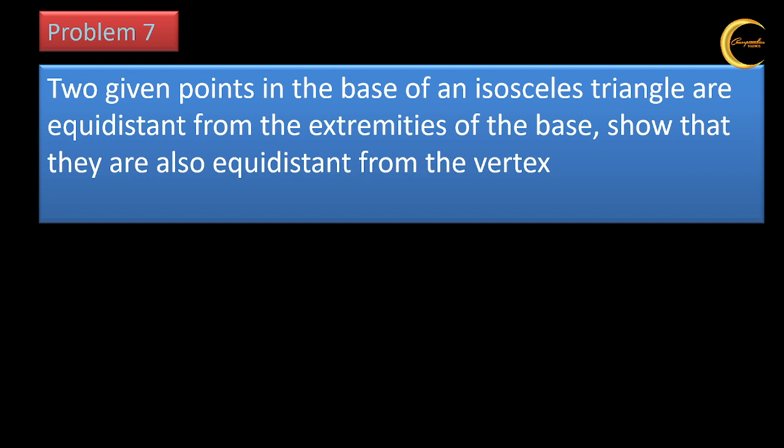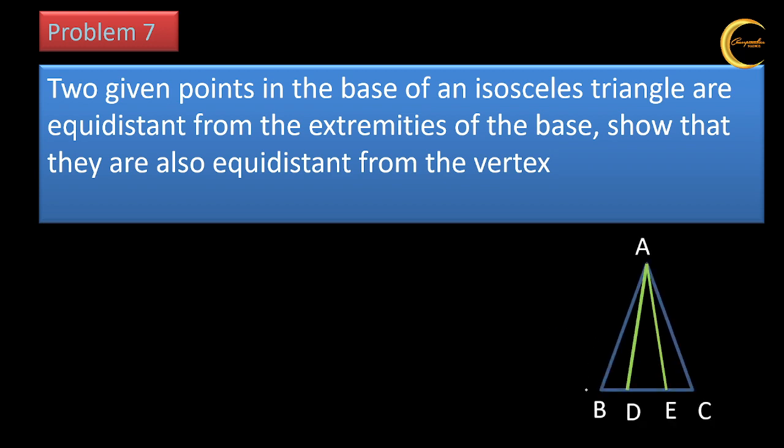So this next problem, problem 7: two given points in the base of an isosceles triangle are equidistant from the extremities of the base, so that they are equidistant from the vertex. Extremities of the base means the two points of the base. Vertex means the top point. So first we have to draw the diagram. So this is triangle ABC, and equidistant from B to D and E to C, and these two are equal. So this already says BD equals EC.